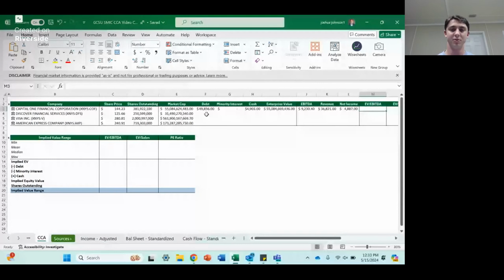You can typically pull the financials for each one of these companies from Bloomberg, but I am unfortunately not having access to the trading room right now because of the summer, and so I'm going to just pull those from Yahoo Finance really fast and then go ahead.